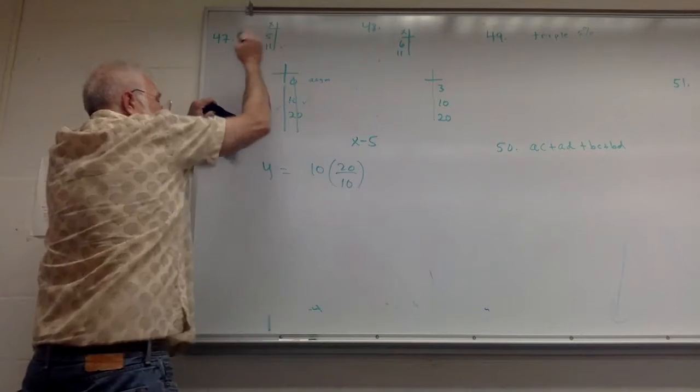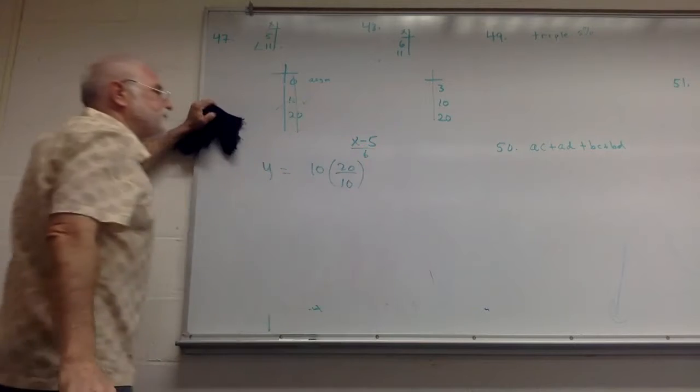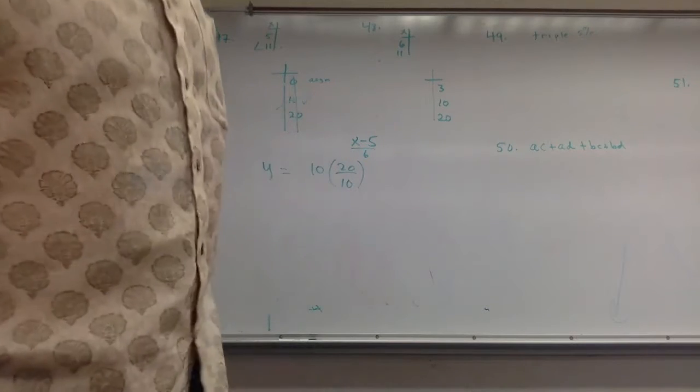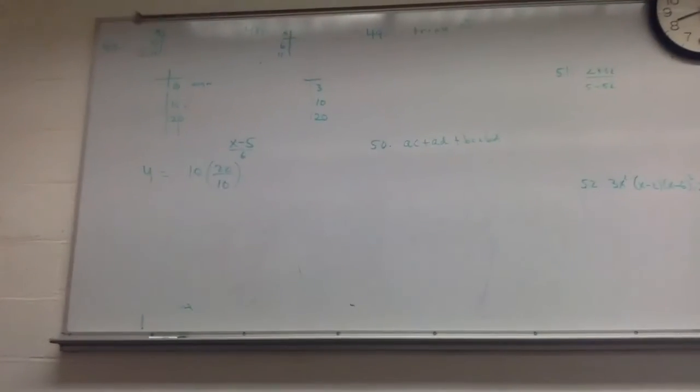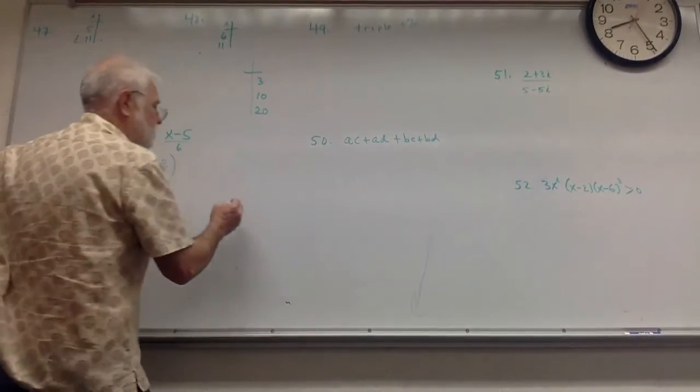And then we have to look at the change. How often am I doubling? I'm doubling every 6 units. Okay? I'm going to do the same thing with the next problem, except I'm not measuring from 0 anymore. I'm measuring from 3. So I'm measuring from 3.